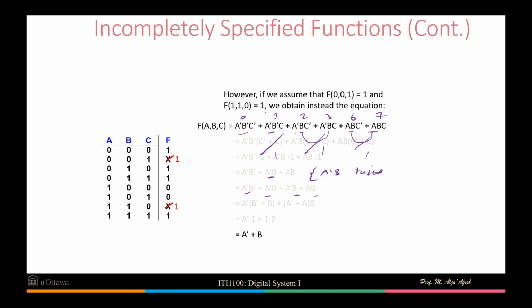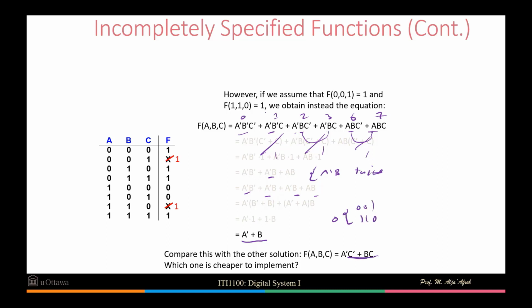Now, if I compare this solution to the solution that I got when F was equal to 0 for 0, 0, 1 and 1, 1, 0, which one is cheaper to implement? Apparently, this one has a cost equal to 2, whereas the cost of the other will be 2 plus 2 plus 2, which is equal to 6.